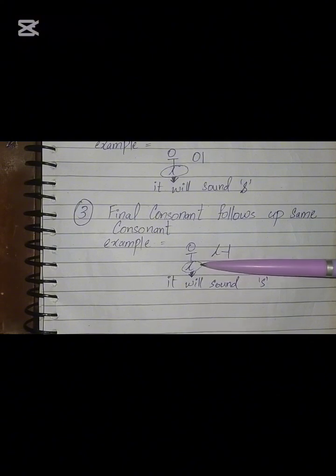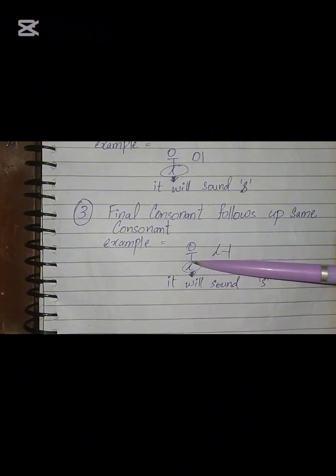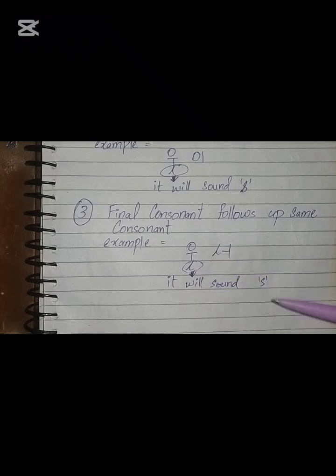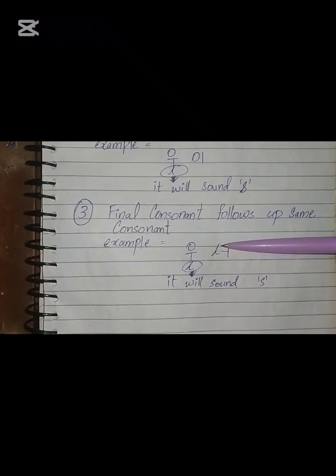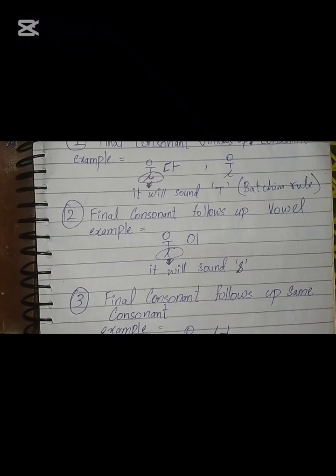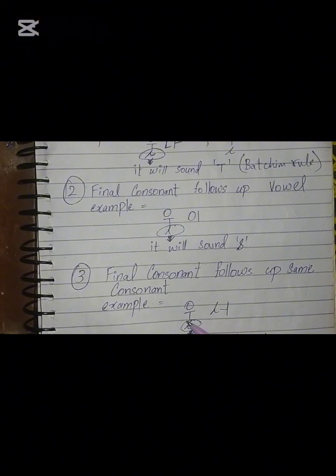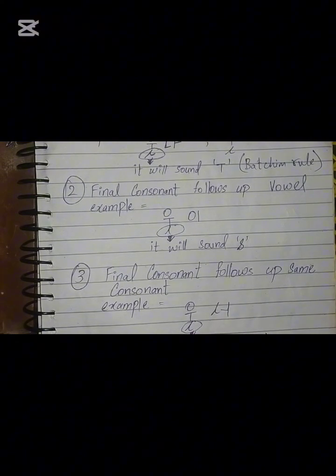Now these are both the same consonants, right? So the sound will be usho, like usho, this will be pronounced whenever there is a same consonant. There will not be any T sound, even though there is a consonant following it. They are the same, so that's why the sound will be S, not T.